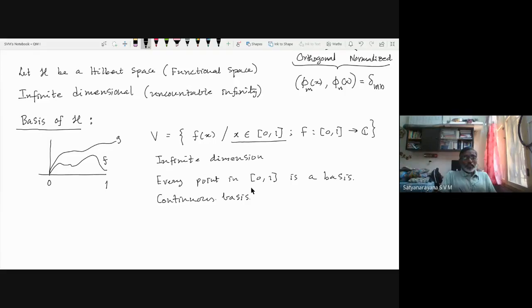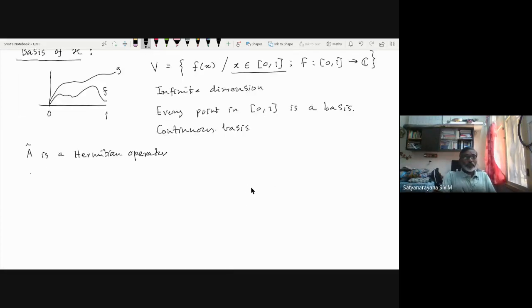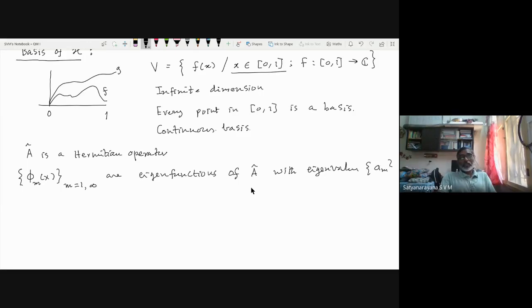Now suppose A is a Hermitian operator. If A is a Hermitian operator, then the eigenstates of A, phi m of x, with m equal to 1 to infinity, so there are infinitely many m, are the eigenfunctions of A with eigenvalues. This set I will call A sub m.